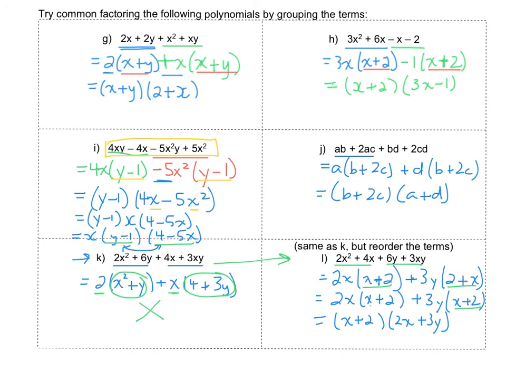So it does end up common factoring in this way. So if at first you don't succeed with your pairings, try again. See if another pair might work.